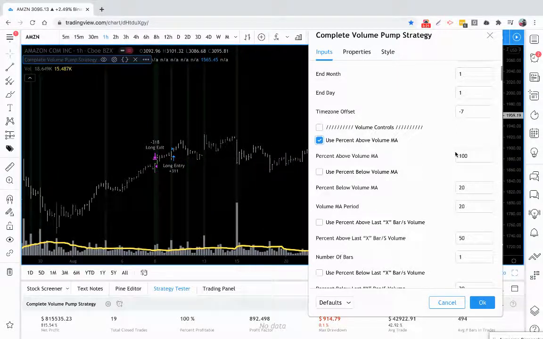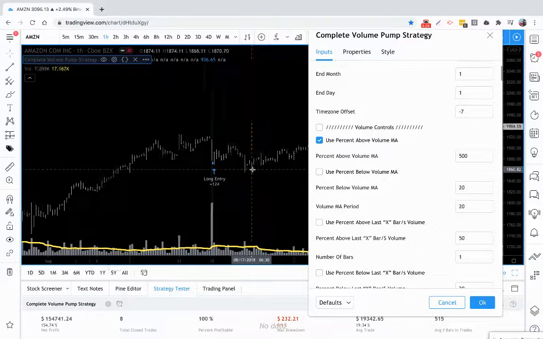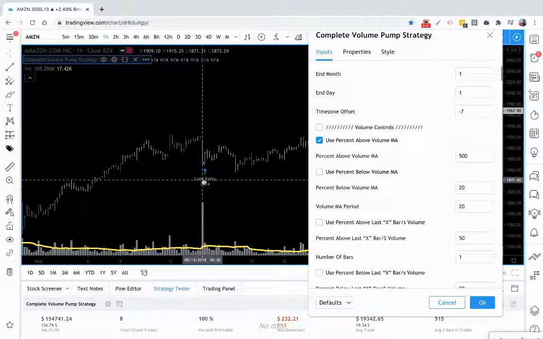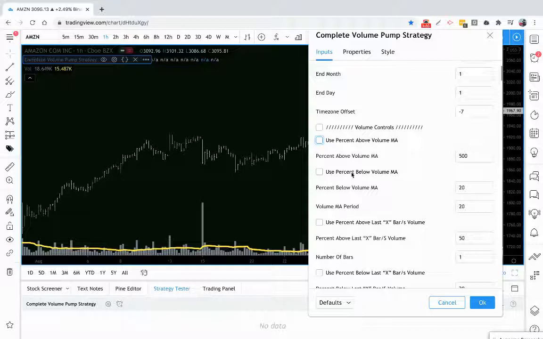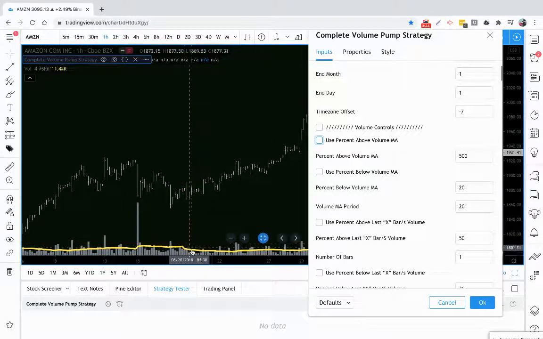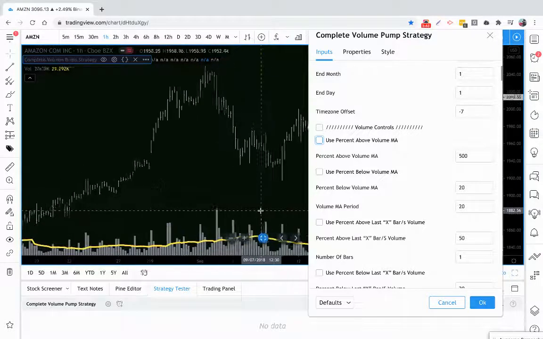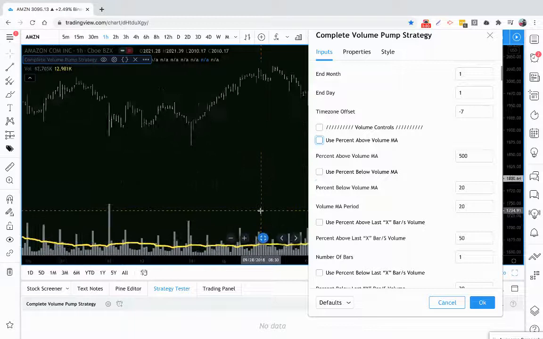So let's say we want to use a higher volume, maybe 500% above the volume moving average. Okay, there we go. That was a trigger there, and now we could enter here. Very simple, very straightforward. We also have a use percent below volume moving average. If you want to look for times where there's very low volume, those could be very good buying opportunities when there are no buyers in the market.